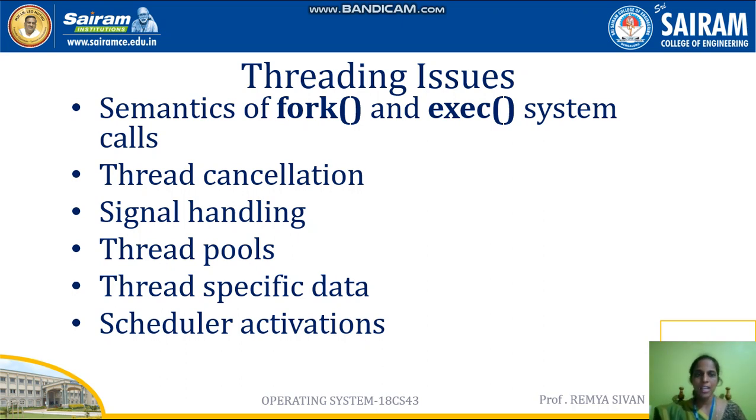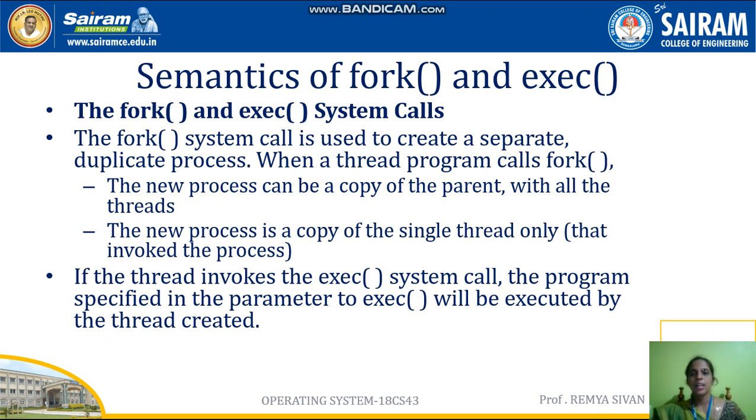First one is the semantics of fork and exec system calls. The fork system call is used to create a separate duplicate process when a thread program calls fork. Fork system call means one new process is created, right? But if the process is a threaded process, how does it work? The new process can be a copy of the parent with all the threads, or the new process is a copy of a single thread only. There are two options. If a thread invokes the exec system call, the program specified in the parameter to exec will be executed by the thread created.